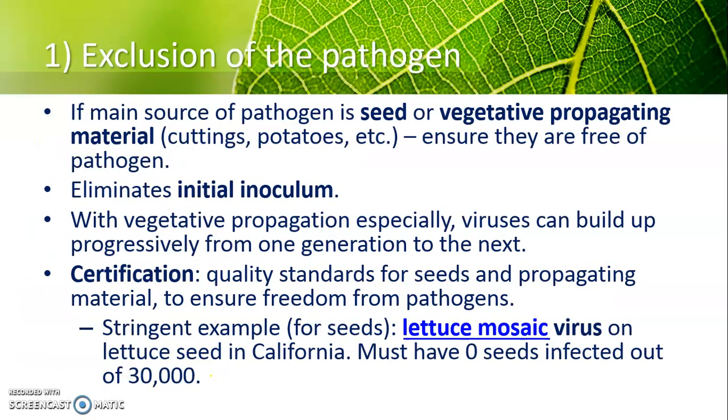From the name itself, we know that exclusion of the pathogen means controlling the disease by excluding the pathogen. Ensure that whatever cuttings of the plants we are using have no pathogens. If we use cuttings or seeds of plants that are already sick, then we are not controlling the plant disease.